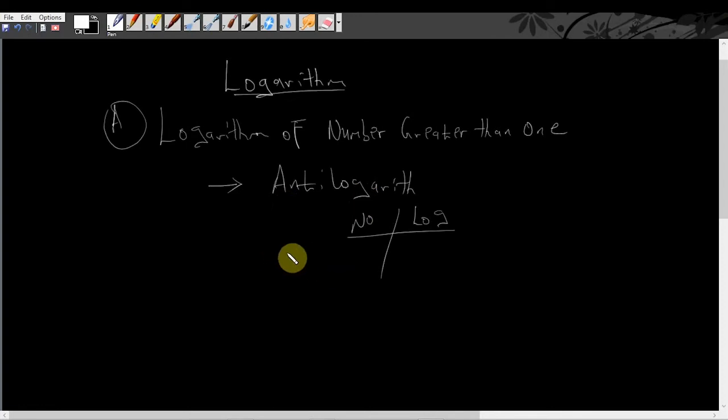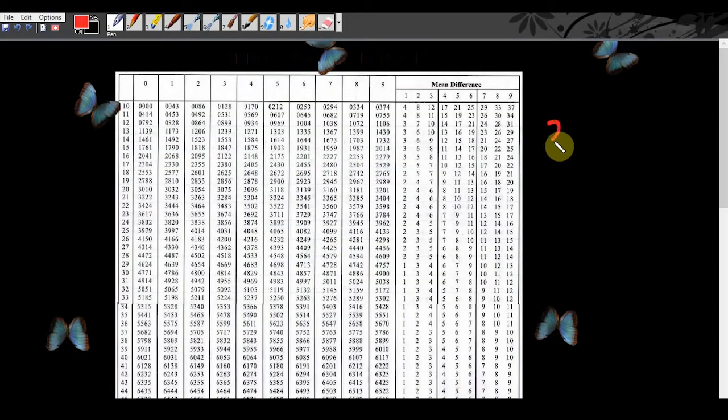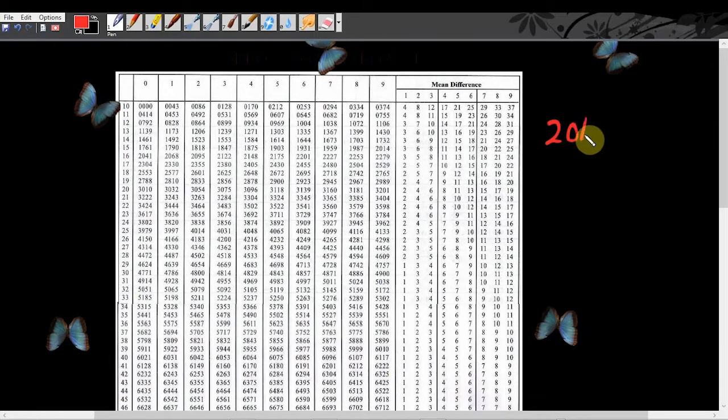Let's use a number to explain. Let's use 201. Okay, let's first get the logarithm of this 201. The characteristic is 2 point. Then the same way we did it for the previous one, look for 20 under 1. There is no difference, so leave the difference column alone.